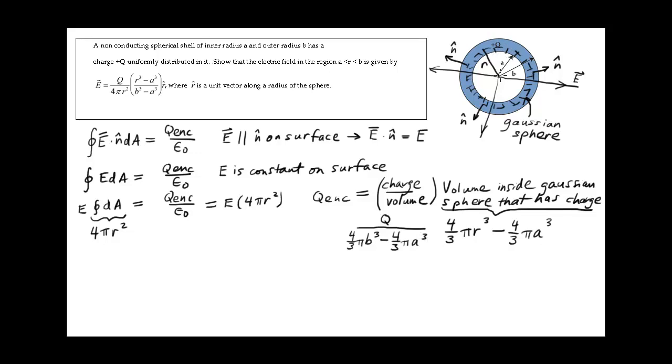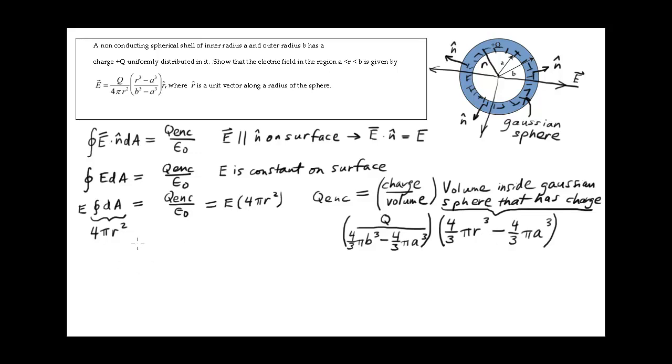So the volume that goes all the way out to r equals b, that would be the 4/3 pi b cubed. But then we want to subtract off the 4/3 pi a cubed, which is the empty region at the center. And when we subtract those two, we get the volume of the shell. All right? So Q enclosed now I have as the product of two terms: the charge per unit volume in the shell, and then the volume inside the Gaussian sphere that has that charge in it. And multiplying these two together gives us the Q enclosed.